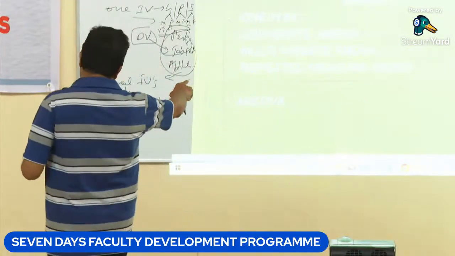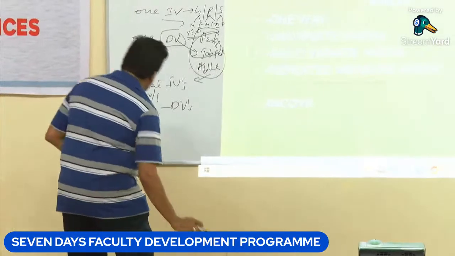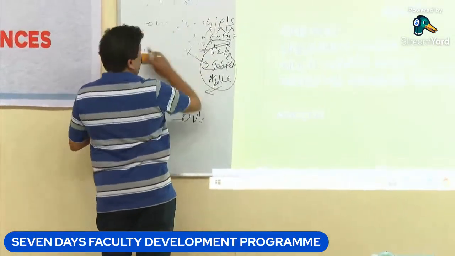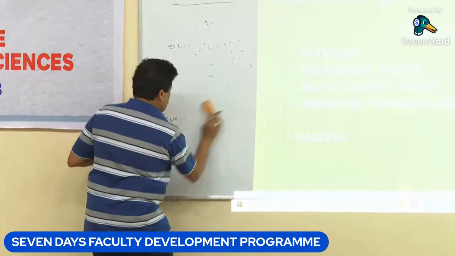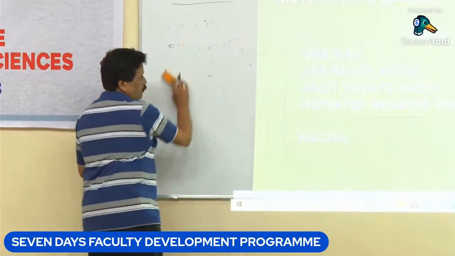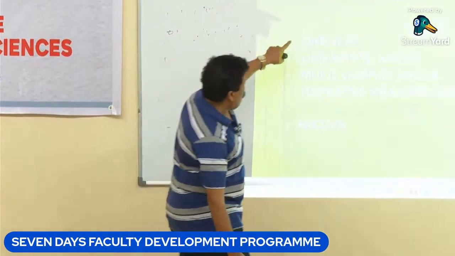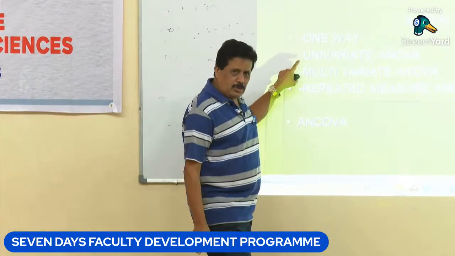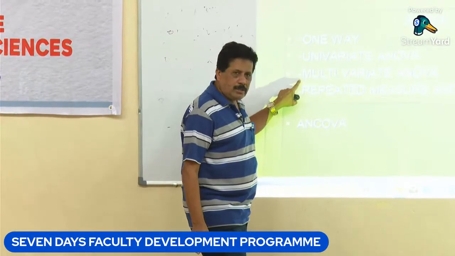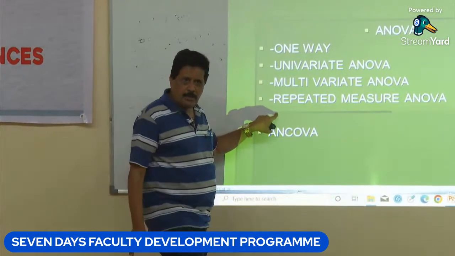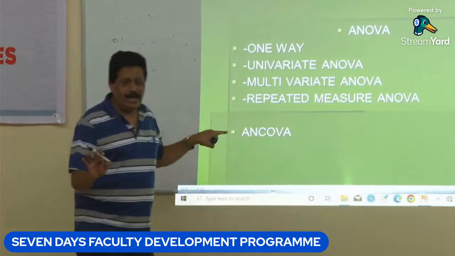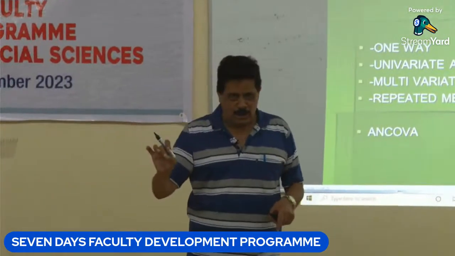Then comes another one, repeated measures ANOVA. It is called RM ANOVA. This is ANOVA, this is univariate ANOVA, this is MANOVA, this is RM ANOVA. Okay, RM, repeated measures ANOVA.